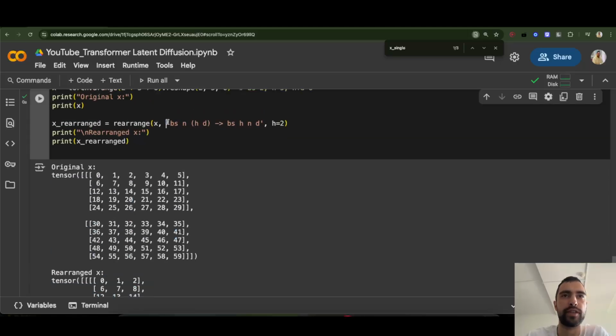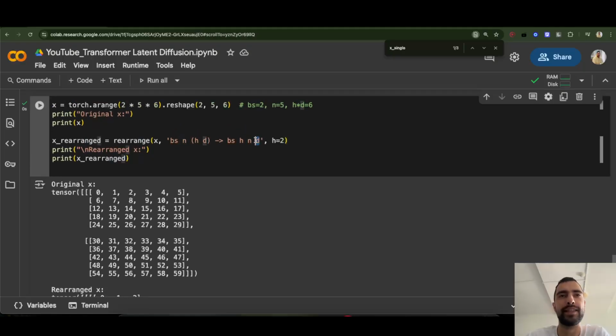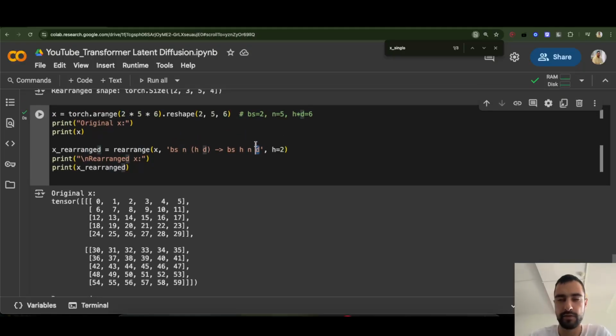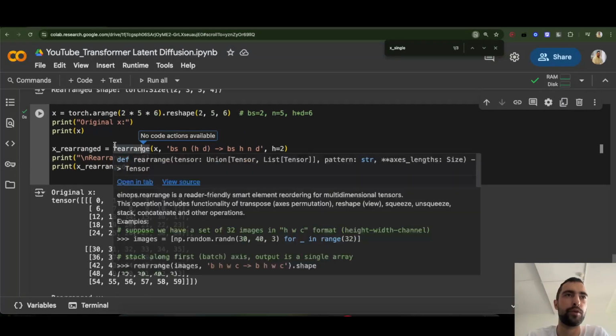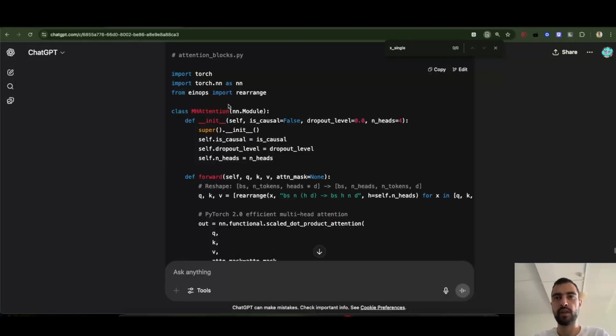So it's based on this rule. Here h is 2, so we put 2 heads, and then what is n? The number of tokens, and then d is the dimension per each token. It's the same as what I just showed. So we will use that in our multi-head attention class.